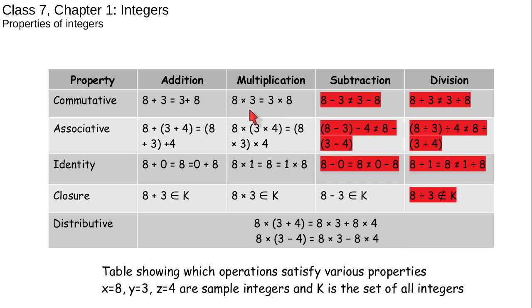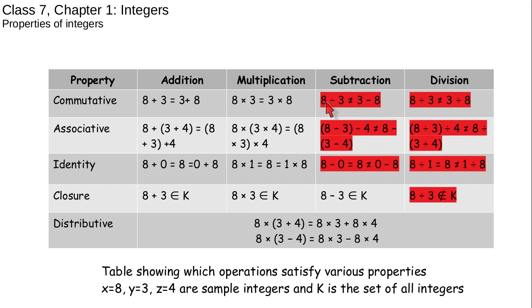Similarly, 8 multiplied by 3, is it equal to 3 multiplied by 8? Remember, you are taking two integers, you are multiplying them, but then you are changing the order of the multiplication. When you change the order of multiplication, the result does not change because 8 into 3 is also 24, 3 into 8 is also 24. Now let's get to subtraction. Now in subtraction, the commutative property can be studied like this: 8 minus 3 on one side and 3 minus 8 on the other side.